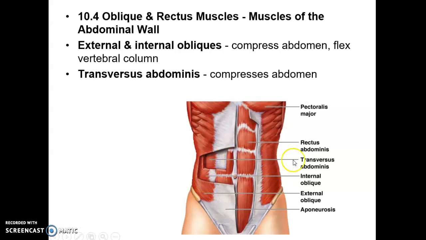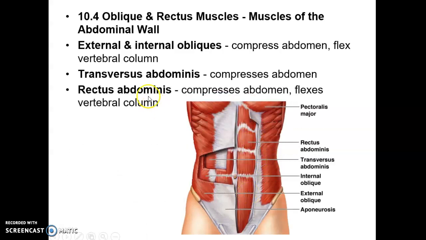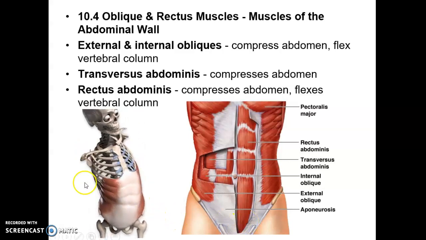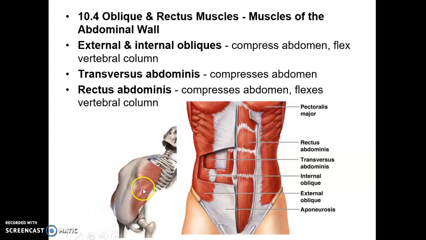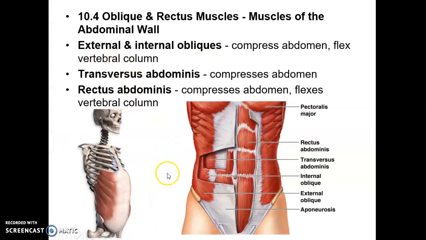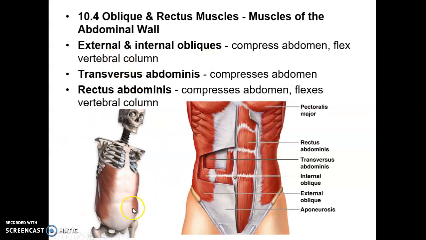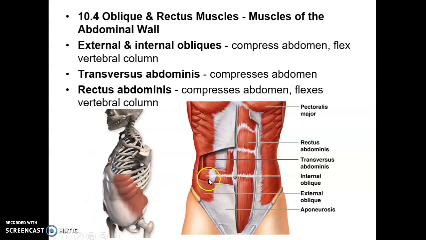Then deepest, there's the transversus abdominis, which we usually don't see in most of our models, but it's the 3rd layer down or deep. And that's the transversus abdominis, and it helps to compress the abdomen along with the rectus abdominis. And there's your rectus abdominis, compresses the abdomen, flexes the vertebral column, again as if you were doing a sit-up. So notice flexing the vertebral column by the action of the external and internal obliques. There's the external obliques there. And then 1 layer deeper would be the internal obliques.